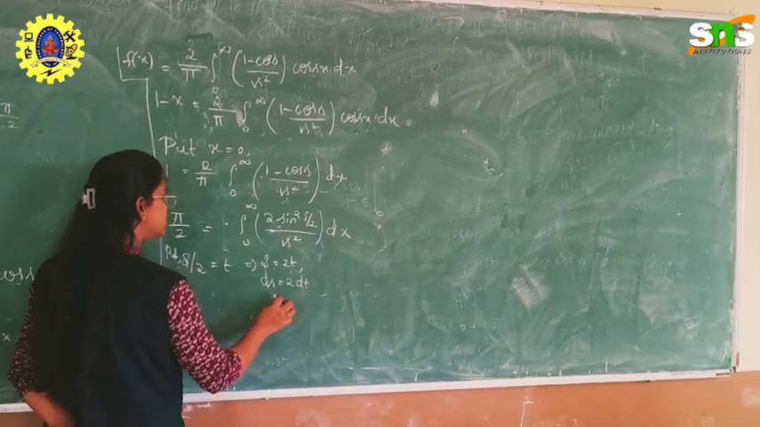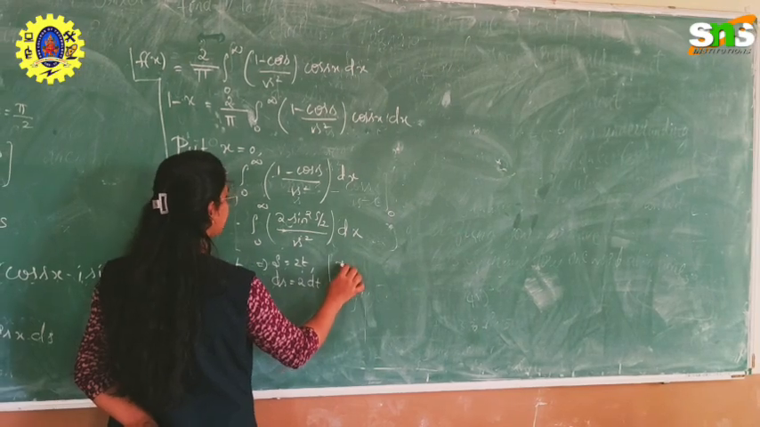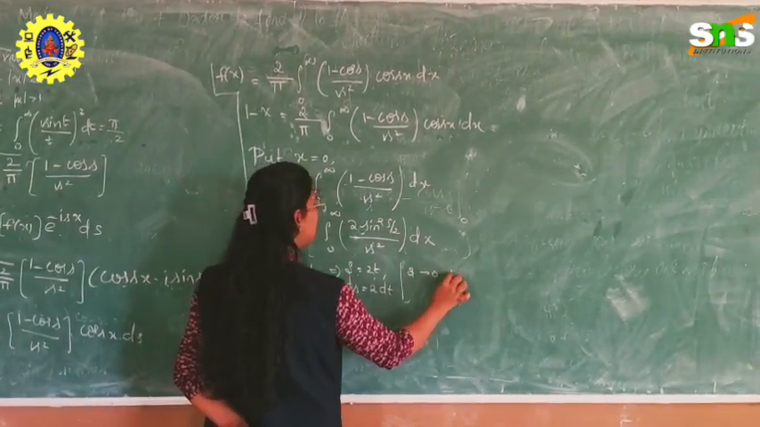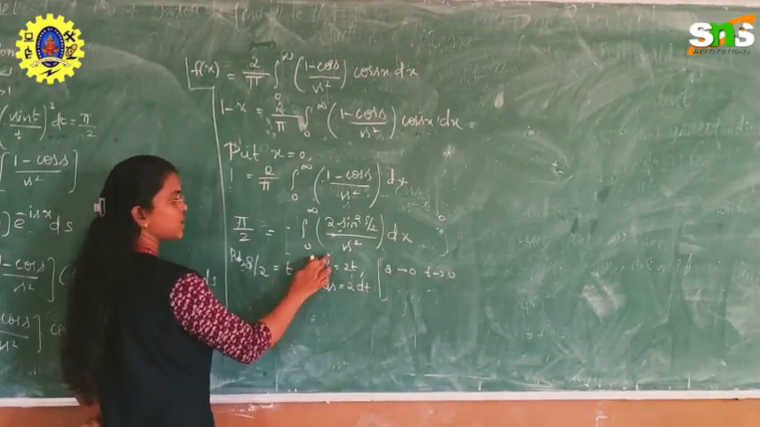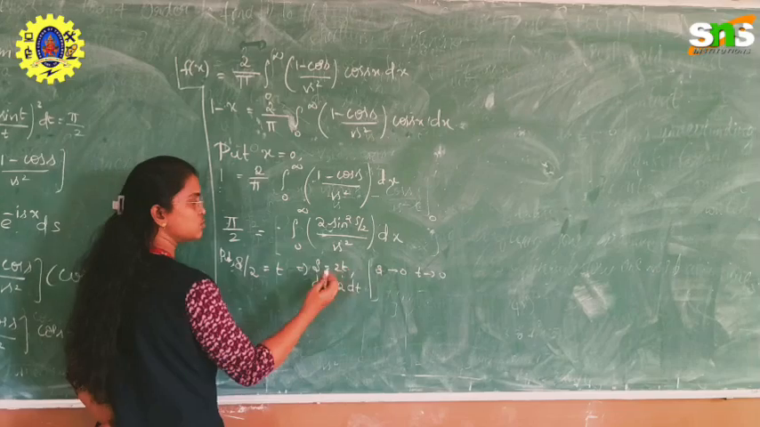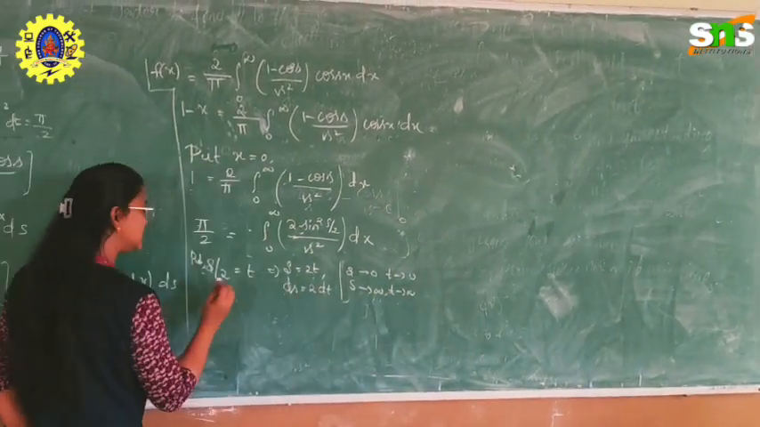And also the limits: if s tends to 0, t also tends to 0. If s value is 0, t value is also 0. If s value is infinity, t value is also infinity. So the limits are the same.